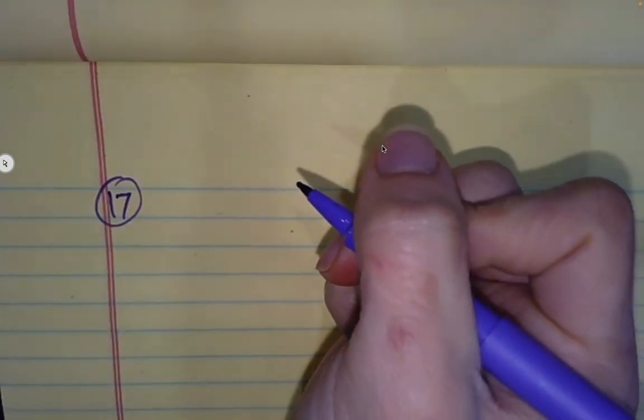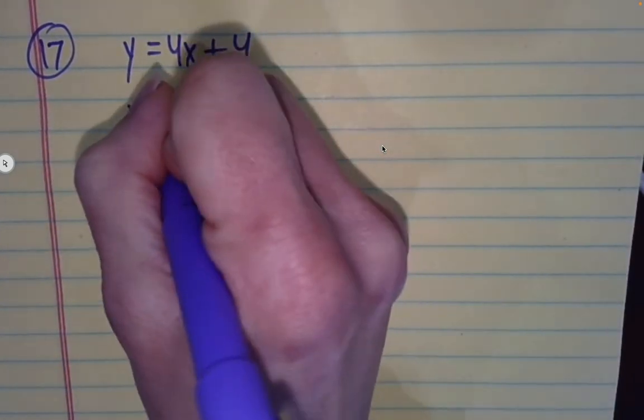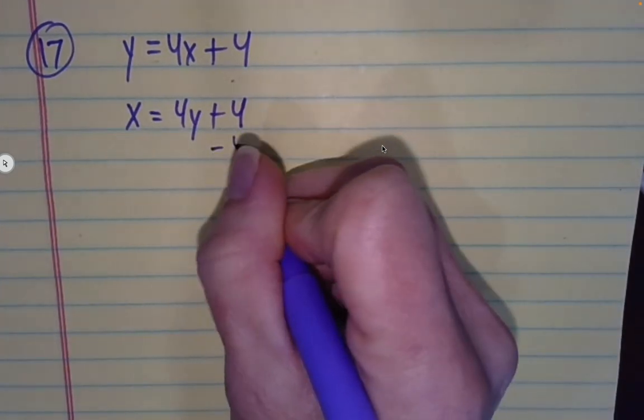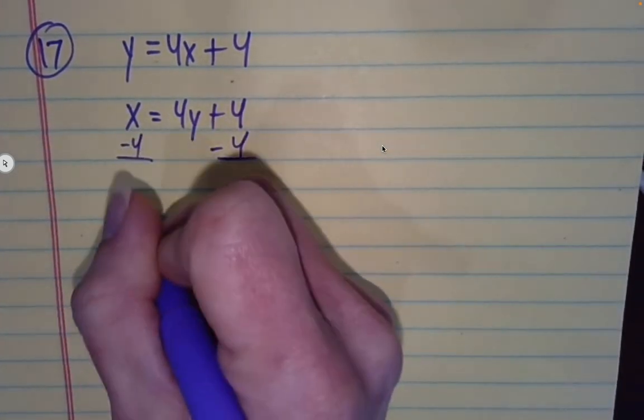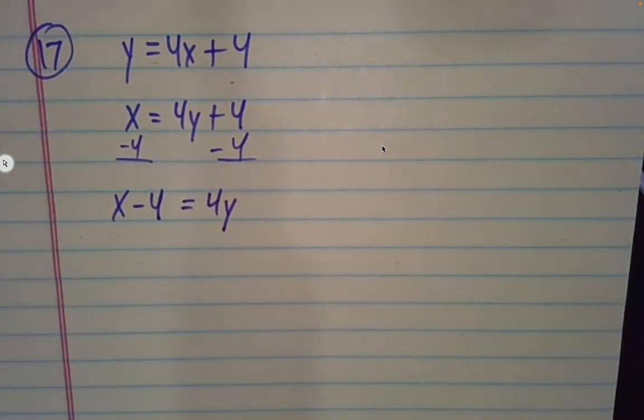All right, 17. It has y equals 4x plus 4. So what do I do to find the inverse? What did we just do on the other ones? We switched them. So I would write this right here. But then we have to solve for y. So how do you solve for y? Subtract 4, so I'm just going to write x minus 4 equals 4y. And then what do I do? Yeah, divide everything by 4.